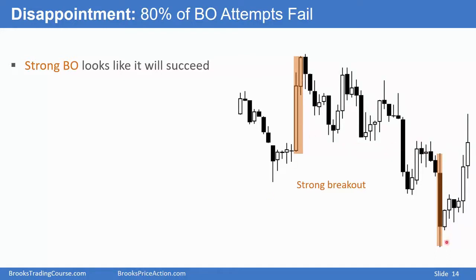Strong bear breakout, and what happens? The market reverses. The bulls trying to break to the upside again here and here, reverses. Bears trying to get a breakout here and again here, it reverses. 4 consecutive bear bars, reverses up.